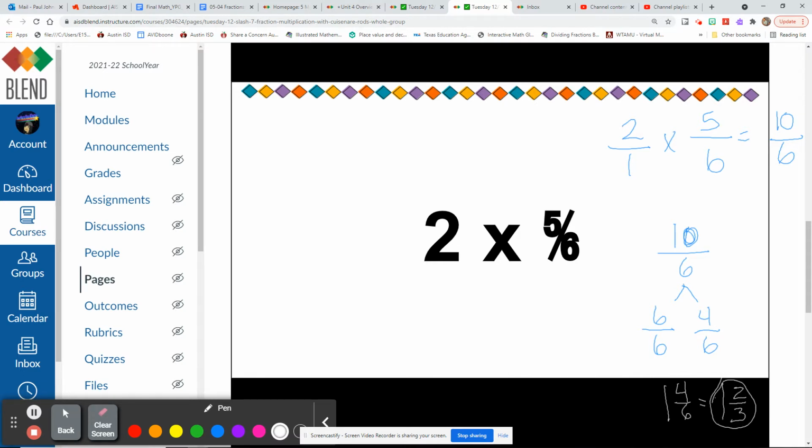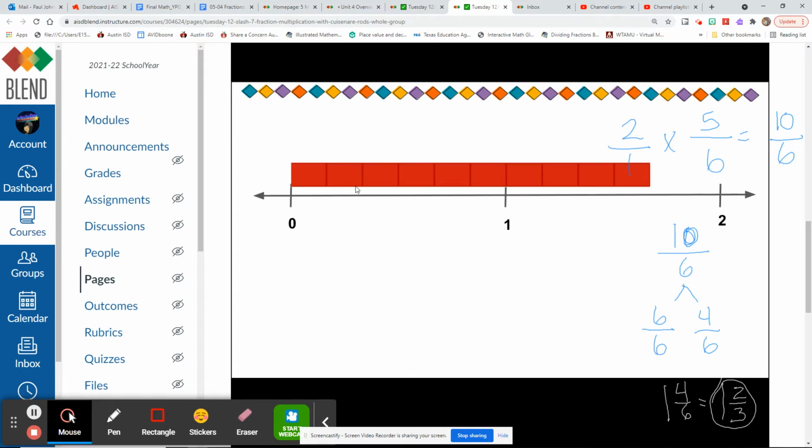So 1 and 2 thirds will be our answer once we actually look at the picture that they're going to provide on the next slide. 1 and 2 thirds is our answer. 5 sixths times 2 is 10 sixths, or 1 and 2 thirds. But here's a picture of it.